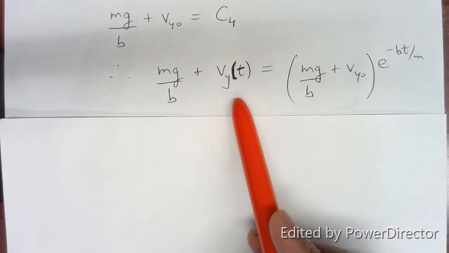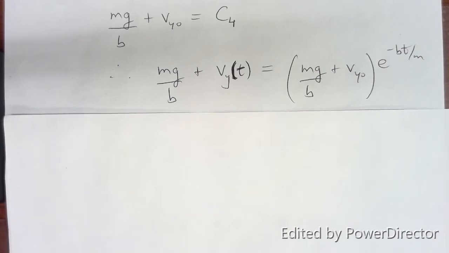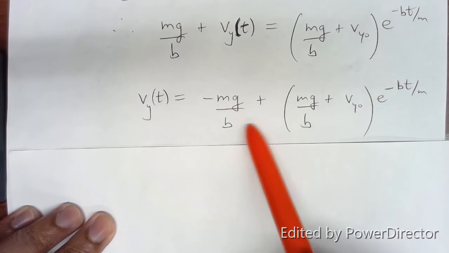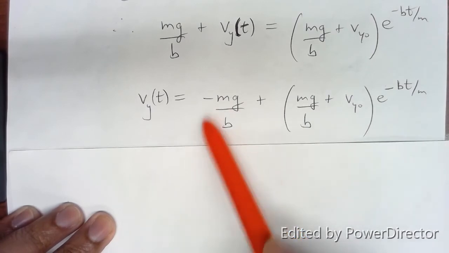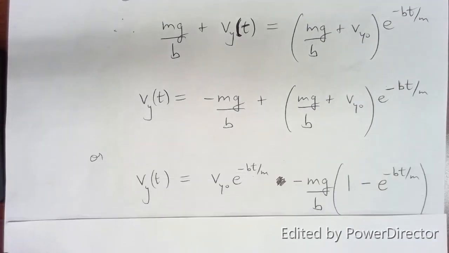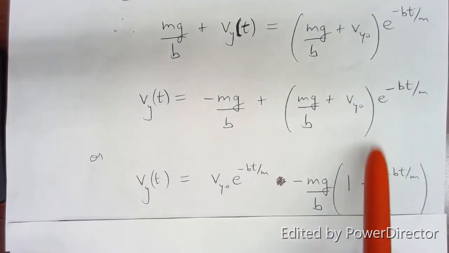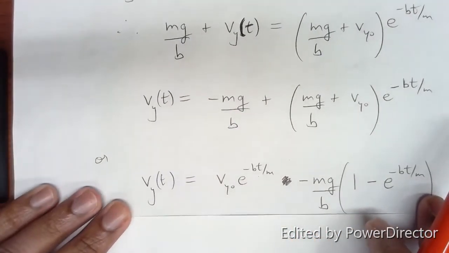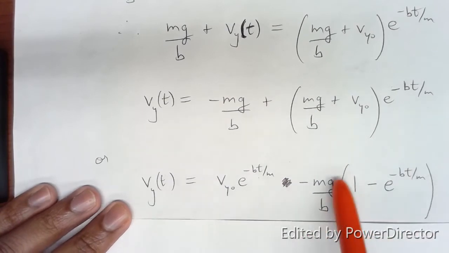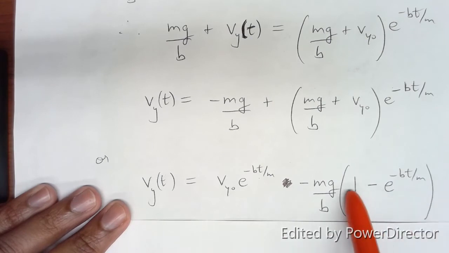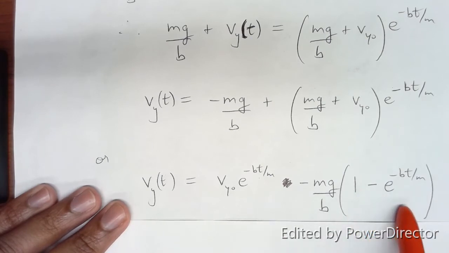We are solving for vy of t, and we can write this in two different ways. We can leave the exponential term as is and just have minus mg over b on this side. Or if we want, we could split up the exponential terms, have one term which depends on the initial y velocity and the other which has this mg over b term, along with a mix of 1 minus e to the minus bt over m.